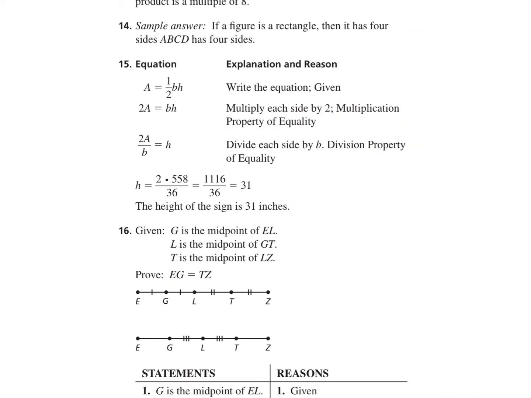So here is number 15 right here. And what they did first was isolate H. Then once you got H isolated, they took the values in the problem. They had given you that the area equaled 558. And they also gave you in the problem the length, the base length, which was 36. So then you just took these numbers and plugged them into the formula to get the H.